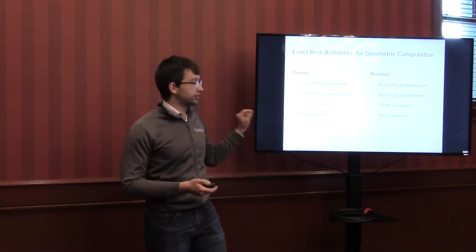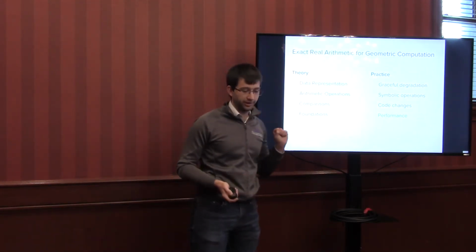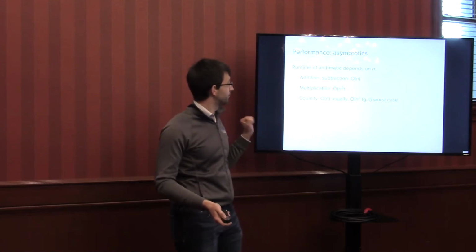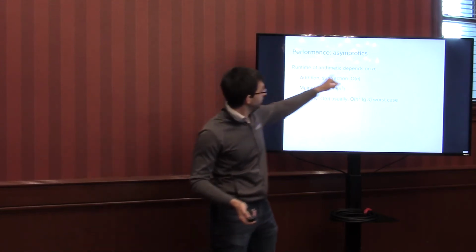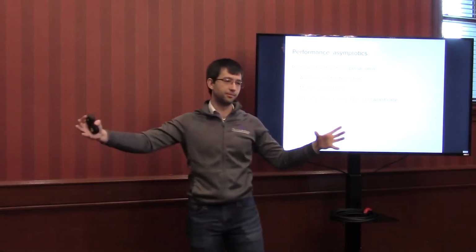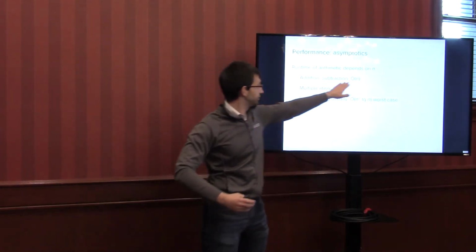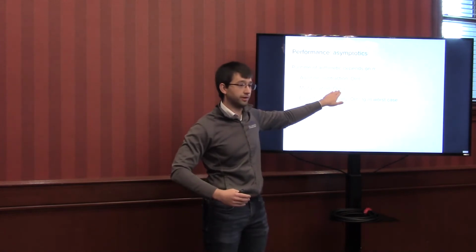What's actually most interesting about the performance of this exact arithmetic is that it is dependent on the number you are representing. Because all of these arithmetic operations depend on the number of numerators that we're storing on this value n. So addition and subtraction are O of n, but multiplication is O of n squared.